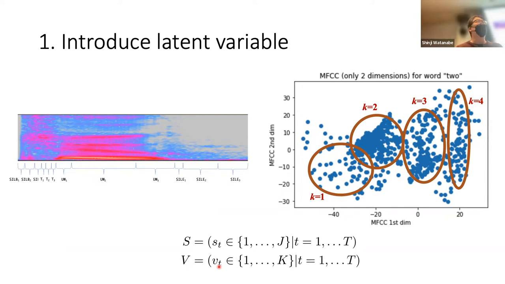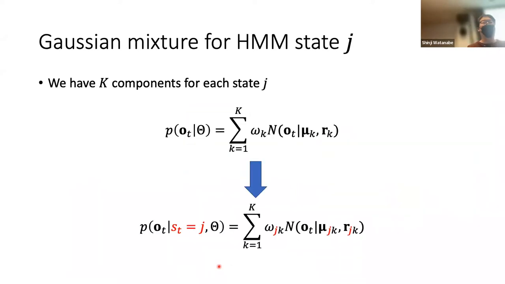Okay, so let's go more deeply into how we provide this HMM state Gaussian mixture model. Generally, we provide a K-component Gaussian mixture for each state. For example, if we have a three-state HMM, each state would have 10 Gaussians or 16 Gaussians, and usually it is uniform, so each state would have 16 Gaussians. That is the formulation.